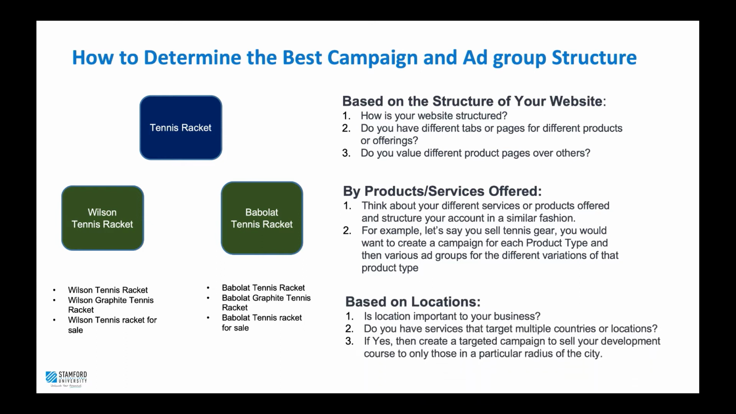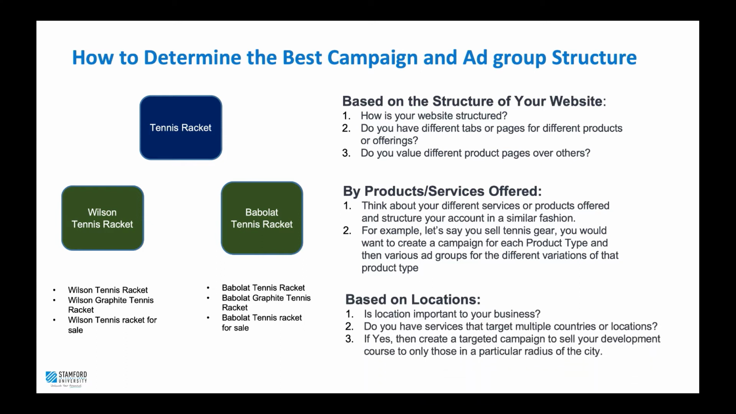And that's it. The last thing that you need to think about is the location targeting. Is location important to your business? Maybe you're a law office that has multiple locations across Asia, or perhaps you sell development courses in major cities ranging from London to Tokyo. So if location targeting is important to your business, then you should create different campaigns for different locations. All right? So these are the considerations that you need to use in setting up your campaigns and ad groups.